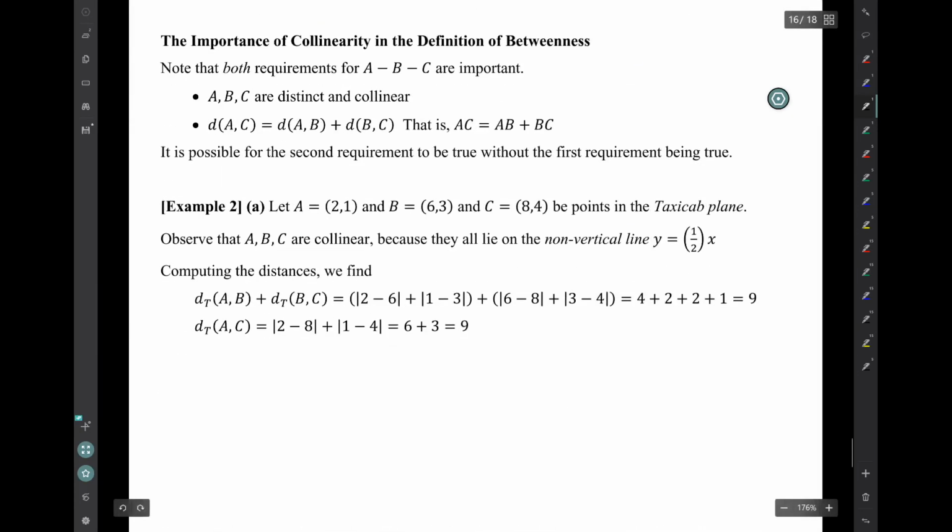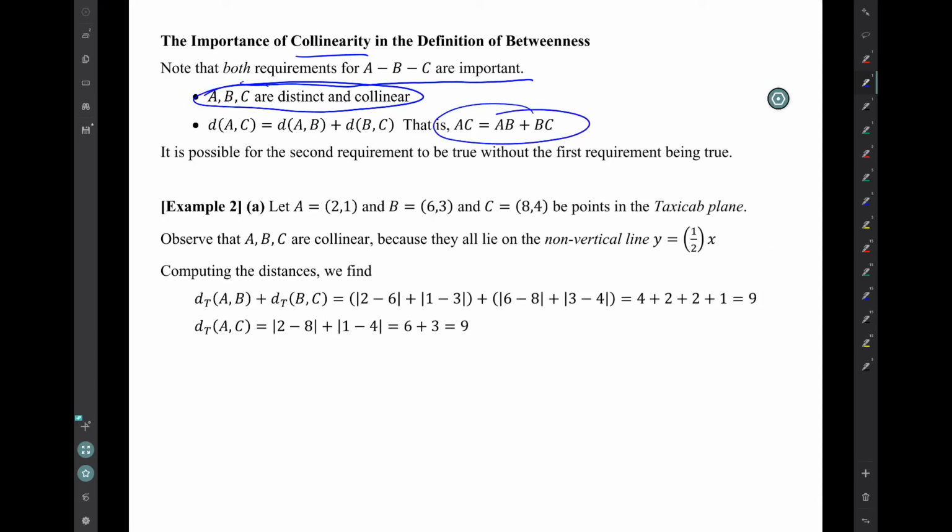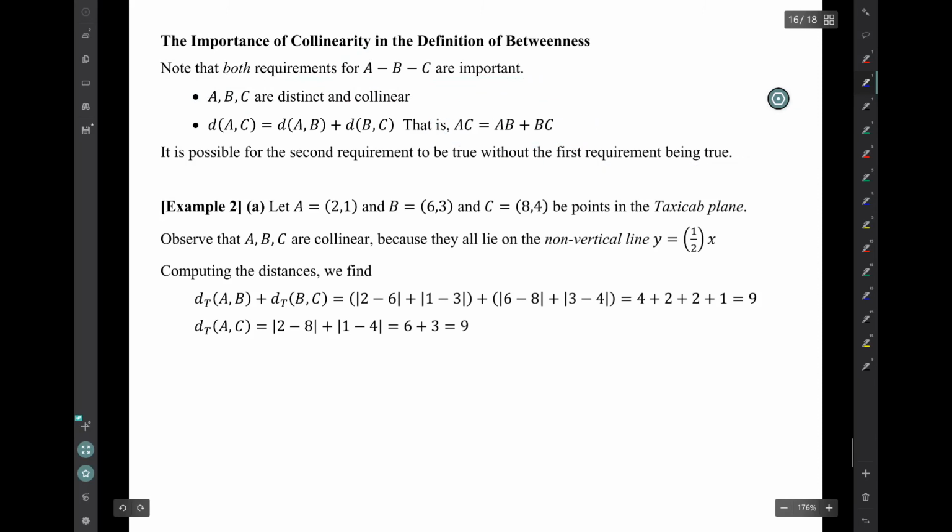Let's go on. Now I want to talk about the importance of collinearity in the definition of betweenness. Both requirements are important in the definition. The requirement that A, B, and C be distinct and collinear, and the requirement that the distances add up. It's possible for the second requirement to be true without the first requirement being true. And of course, it's possible for the first requirement to be true without the second requirement being true.